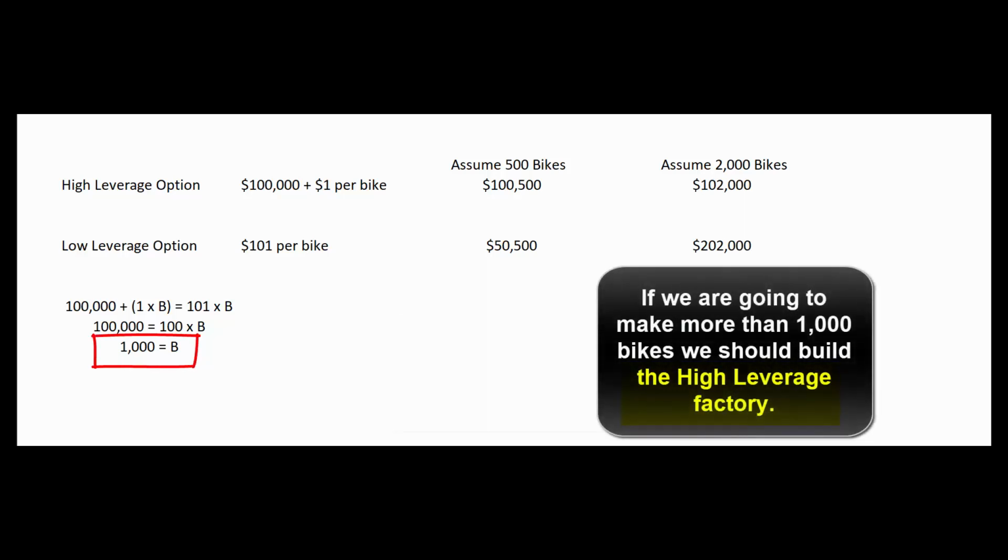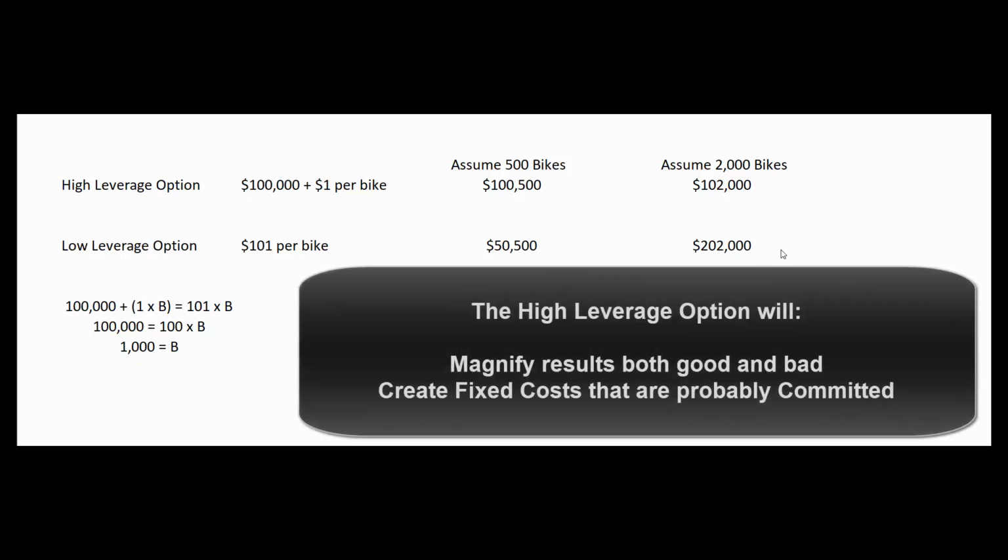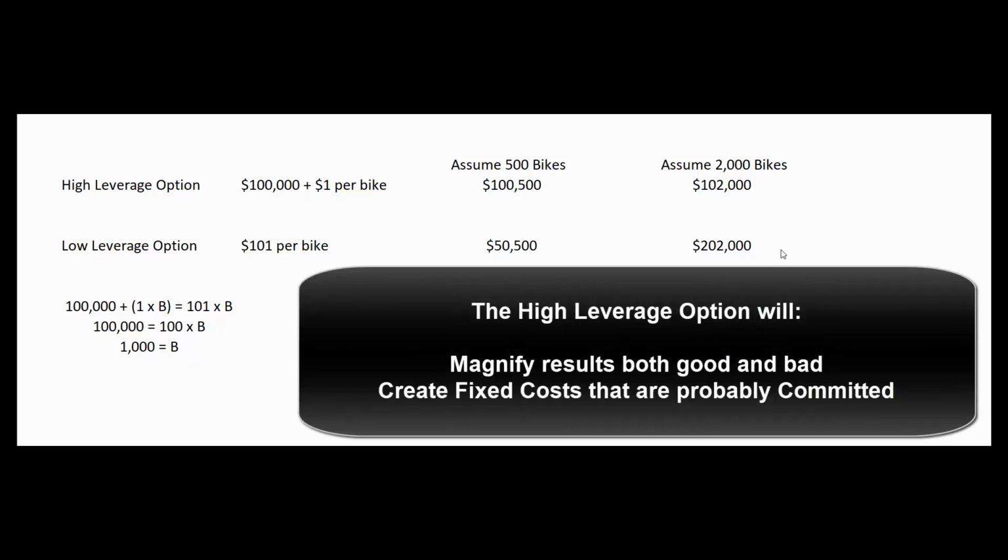On the other hand, if we are over that target, if we make 2,000 bikes, our costs have only gone up by $1,500 from the 500 bikes for the high leverage option, but they've quadrupled under the low leverage option. And so what's so bad about the high leverage option? Well, first of all, it will magnify results on the downside, and it's hard to cut fixed costs because they're generally committed costs. I like to say you can't lay off robots. All right, hope that helps.